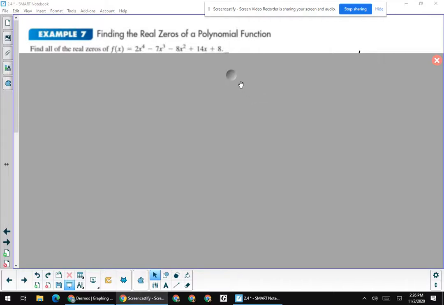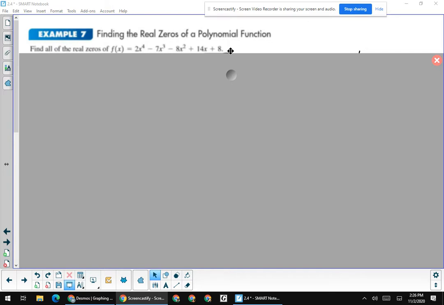Hey guys, welcome to 2.4 example 7. We're looking at a fourth degree polynomial here that we have to get the real zeros for. And of the real zeros, we're going to have to find the rational ones first. We're going to use technology, but we're approaching this problem as if we didn't have technology.